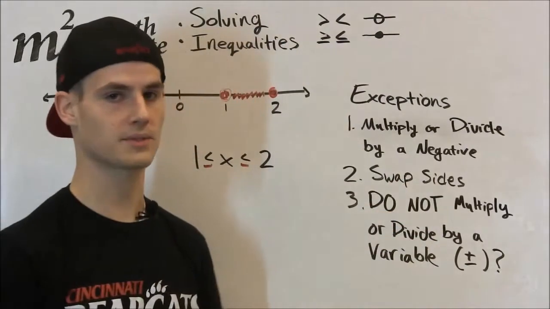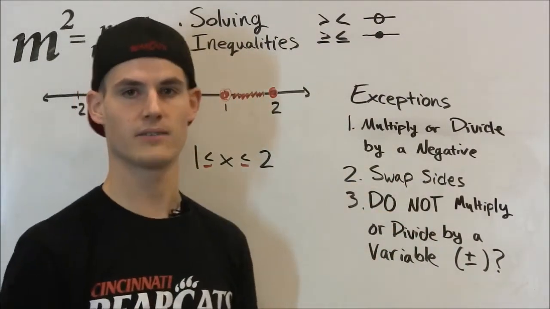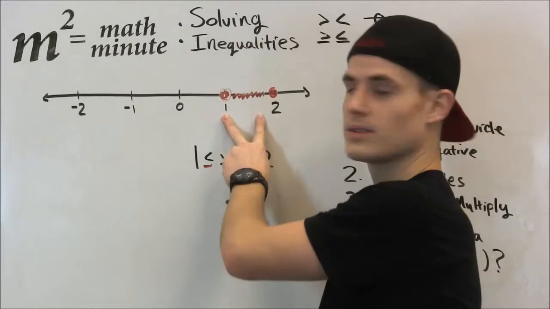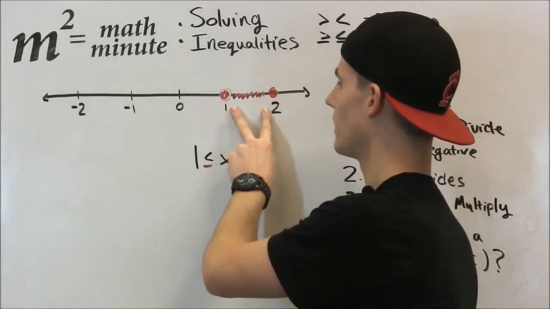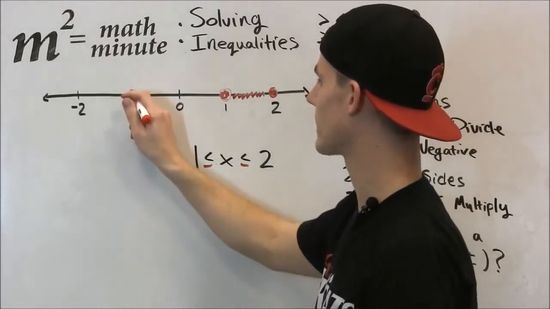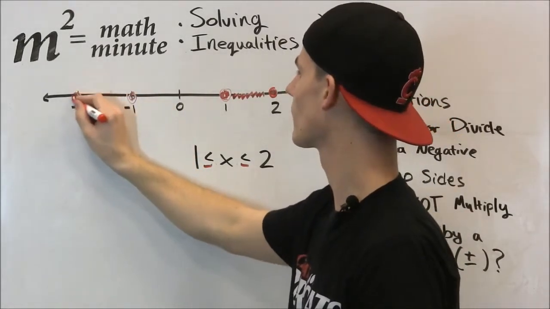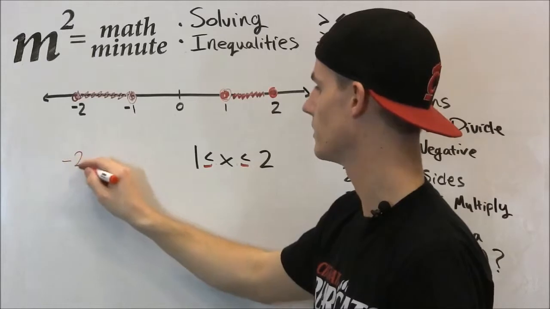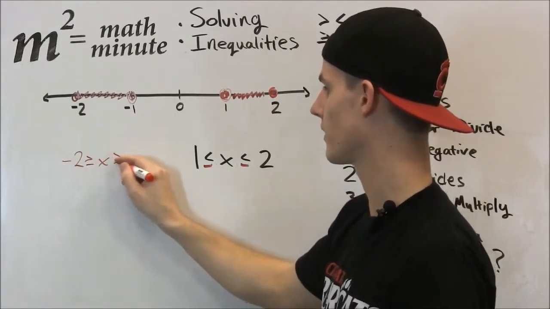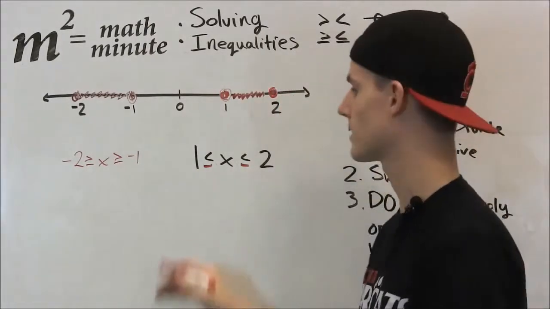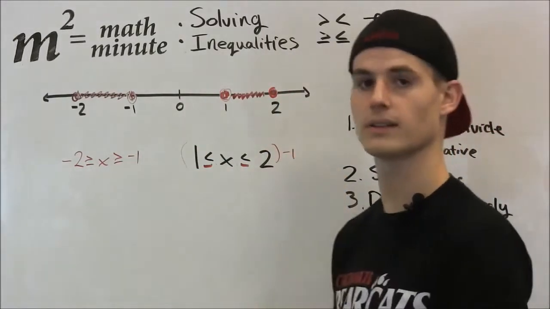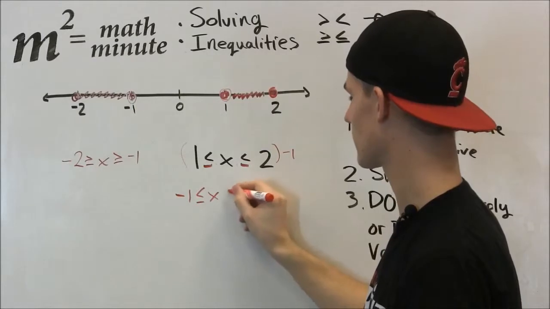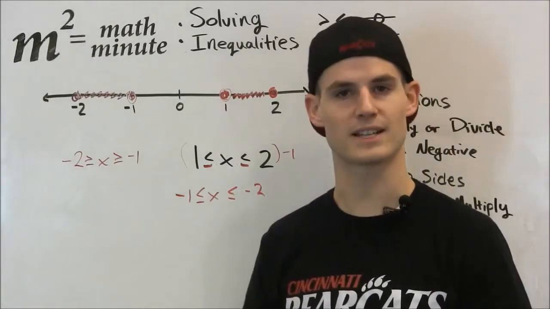Now, this is where some of the exceptions come from. If we multiply or divide by a negative number, we need to flip everything. So let's draw this example. If we want to multiply this by a negative number, we want this to be right here. So our goal is to have this. In order to do that, we would have to say that negative 2 is greater than or equal to x, which is greater than or equal to negative 1. So now let's show that through this. We multiplied this whole thing by negative 1, to flip it. So what we have is negative 1 is less than or equal to x, less than or equal to negative 2. And if you notice, that's where we have this problem.